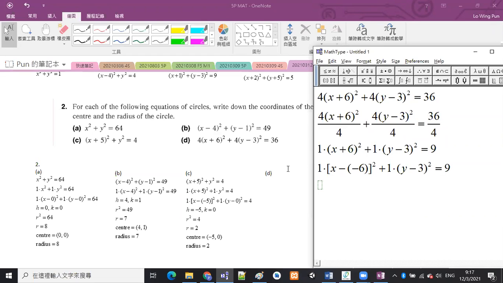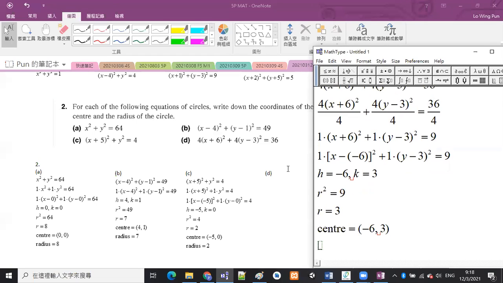Okay, now it is in a good form, and we can write down the h value and the k value, and r squared is equal to 9, which means that r should be square root 9. That is equal to 3. Is that okay? So the center should be -6 and 3. And the radius should be equal to 3. Just like this.